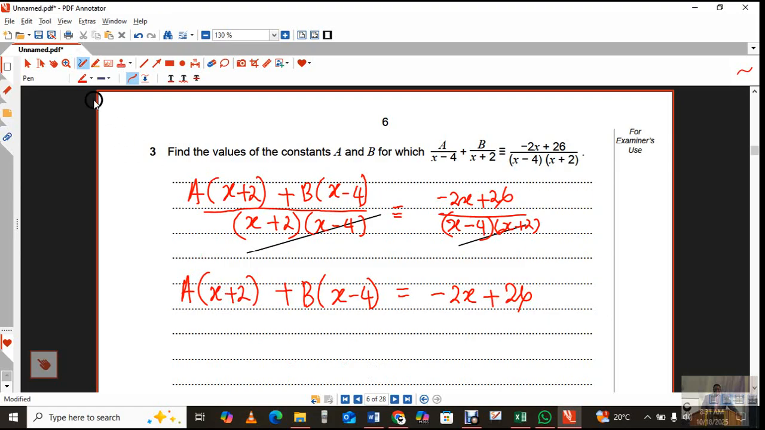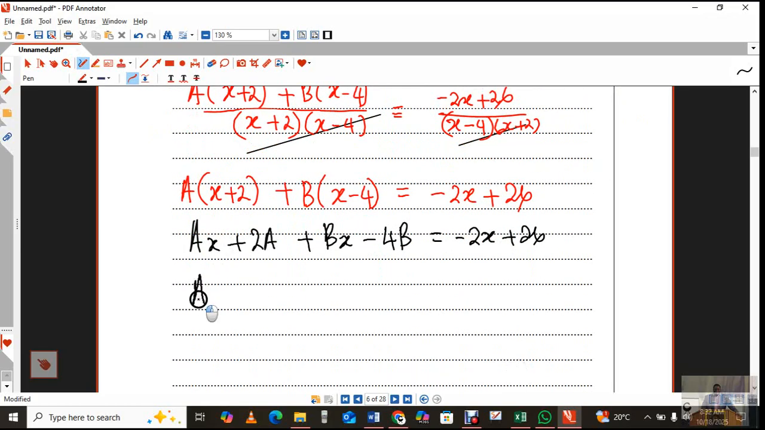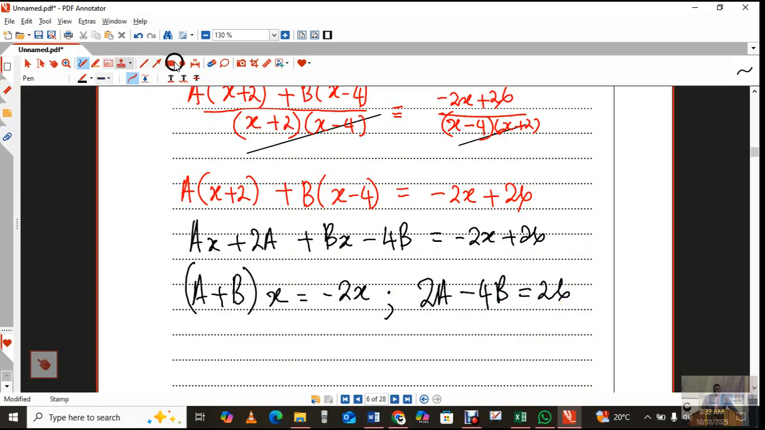Okay, so on this side, I'm just going to multiply out. This is giving me ax plus 2a plus bx minus 4b is equal to negative 2x plus 26. So I'm just going to get all the terms containing the coefficient of x. This is a plus b, okay, of x is negative 2x. And then the coefficients of the constant term is 2a minus 4b is equal to 26. So you don't really need to write that down.